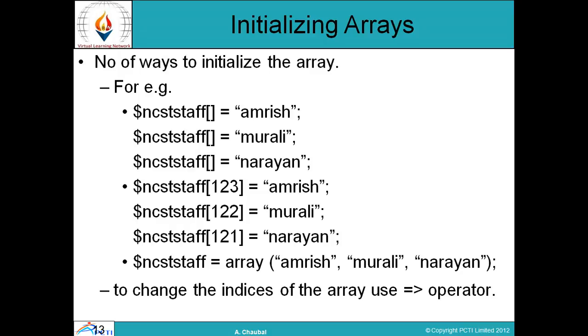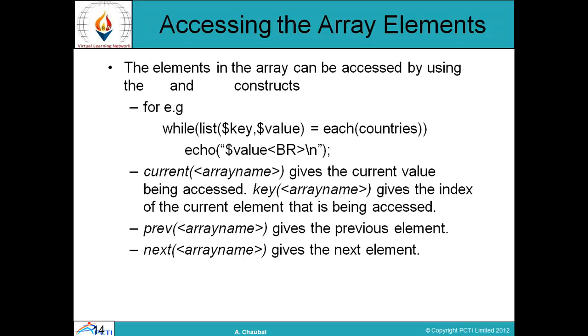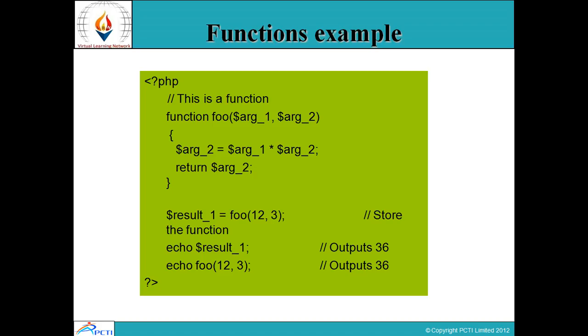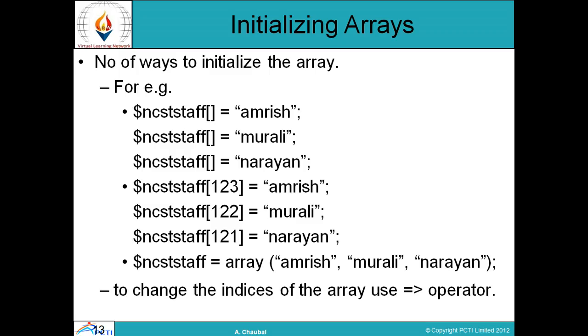For example, NCS staff. It means NCS staff has the members Amrish, Murli, Narayan. So you want to use this array. NCS staff is equal to array Amrish, Murli, Narayan.